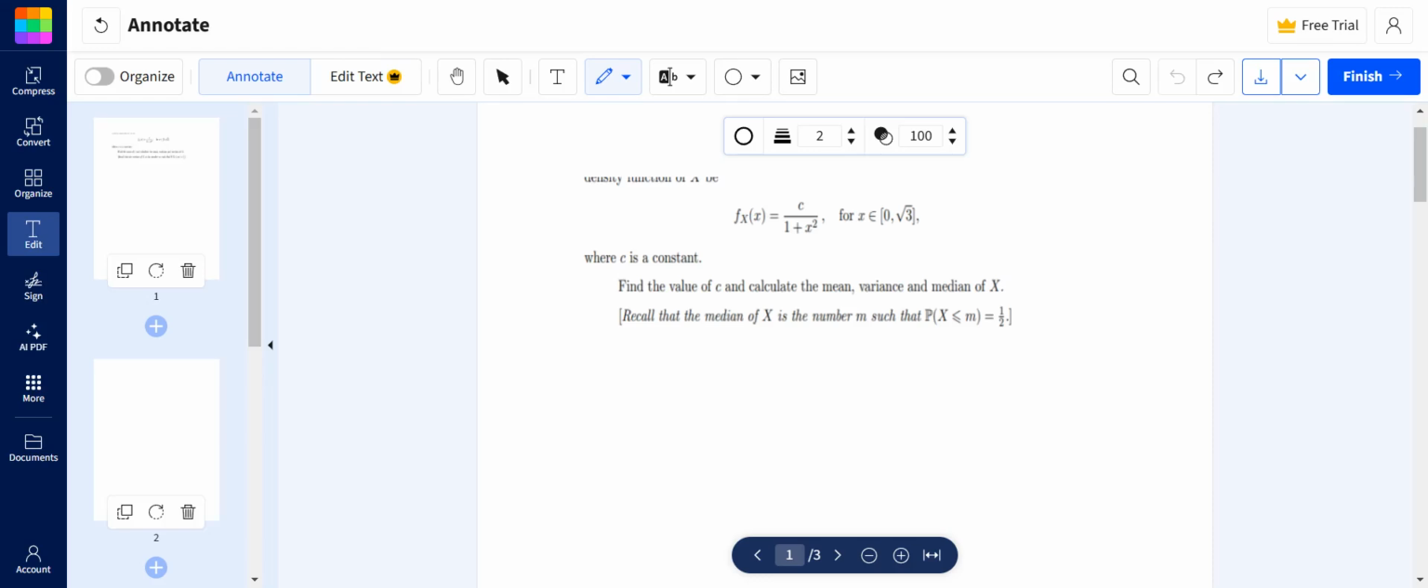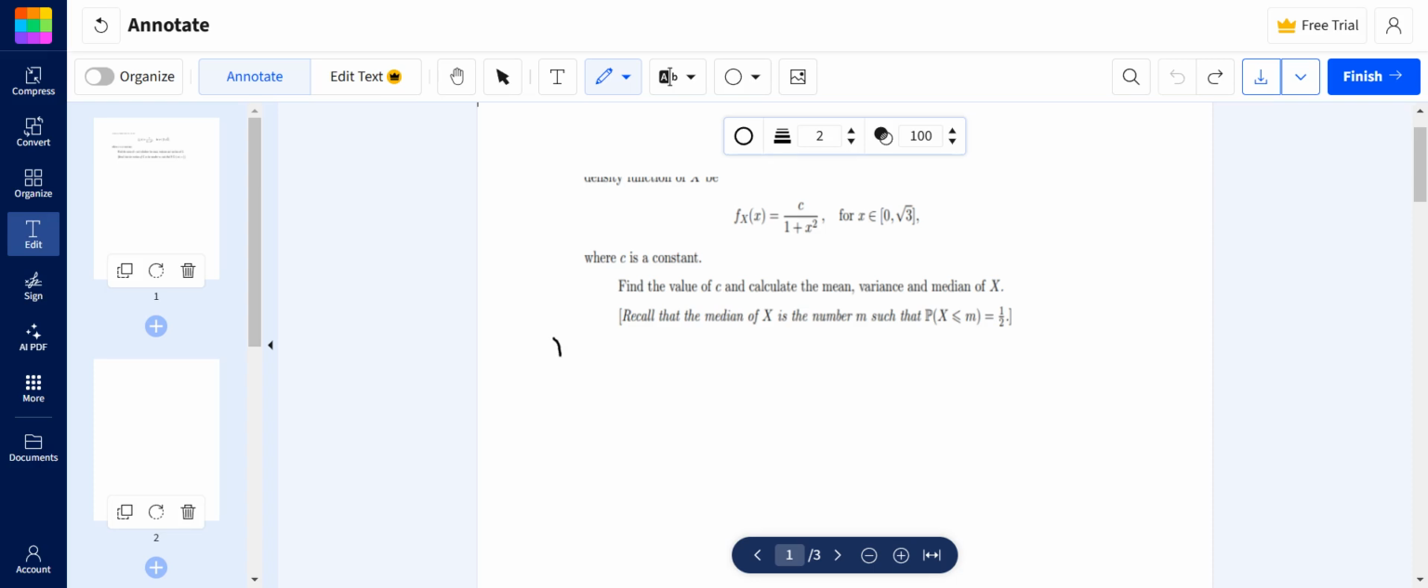So you might have wondered, what does a Cambridge Math probability question look like? So I wanted to go through one of them. We are given this function c over 1 plus x squared for x in 0 to root 3. And we're told to find c and calculate the mean, variance and median of x. Okay. So first step is to calculate c.